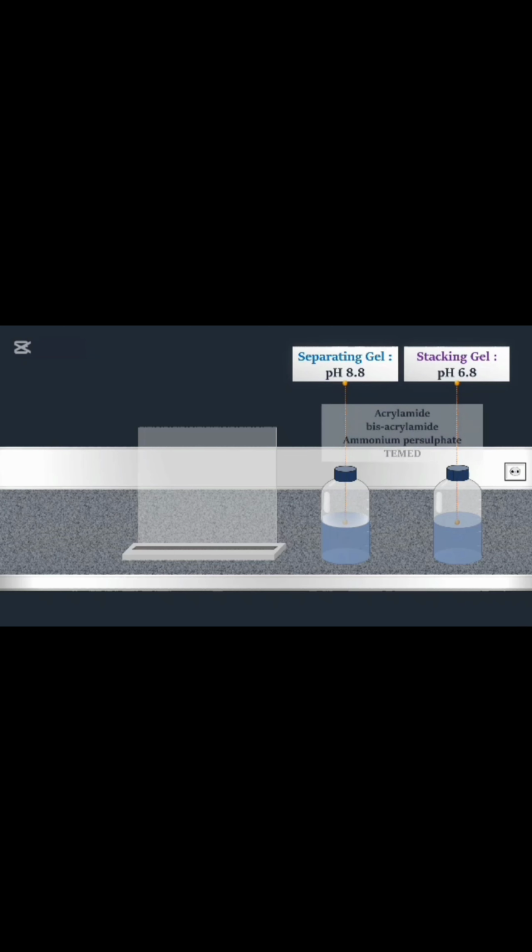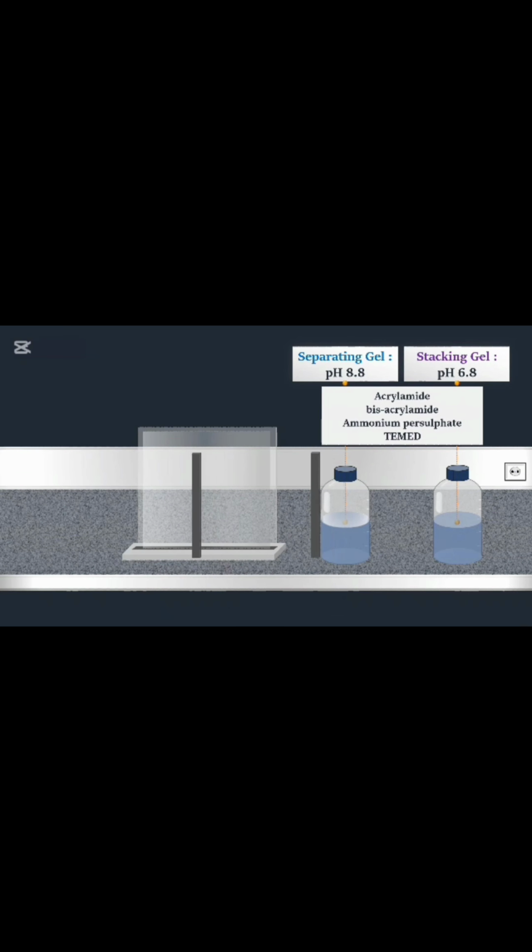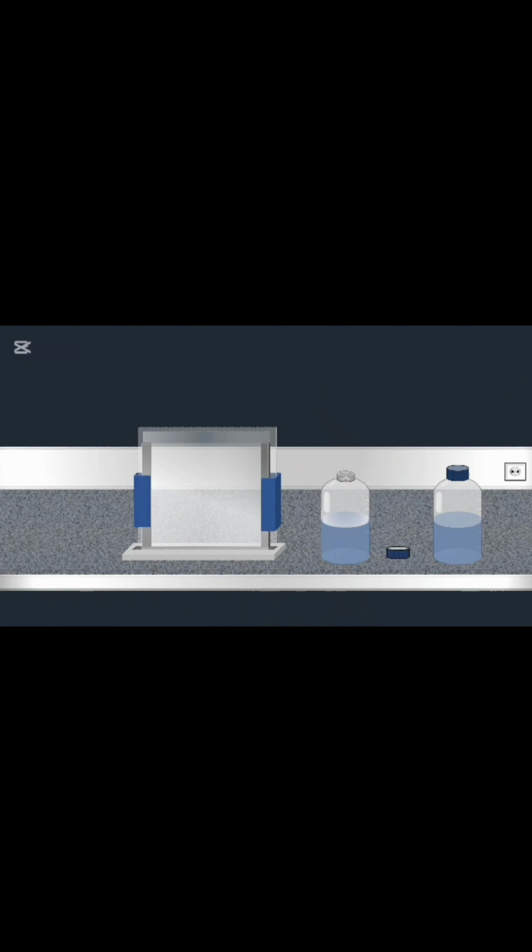For gel preparation, a separating solution with pH 8.8 and a stacking gel solution with pH 6.8 are used, and both consist of acrylamide, bisacrylamide, ammonium persulfate, and TEMED. The gel is produced by polymerization between two glass plates anchored vertically in a cassette. The separating gel is poured first.